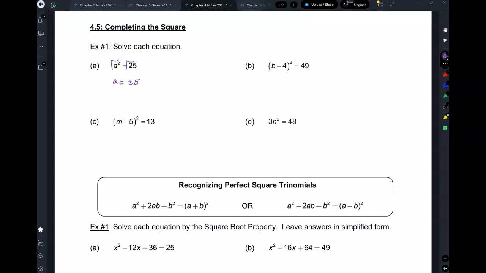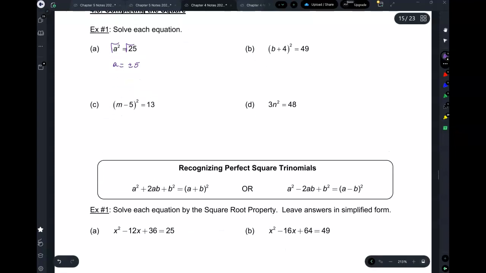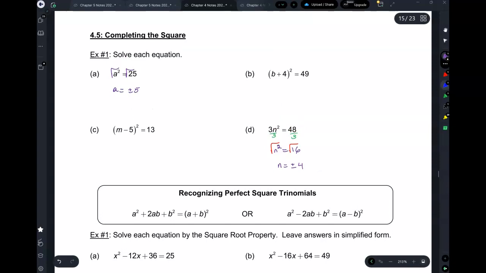Okay, now I'm going to jump all the way to D first. Divide by 3, divide by 3. N squared is equal to 16. Take a square root, N is what? Plus or minus 4. So whenever you square both sides, it's plus or minus 4. Okay, let's go back to B.